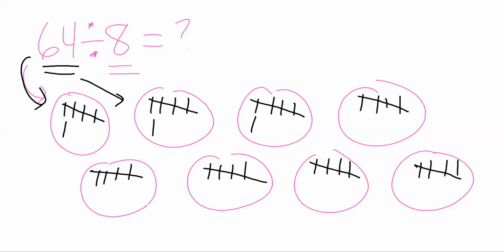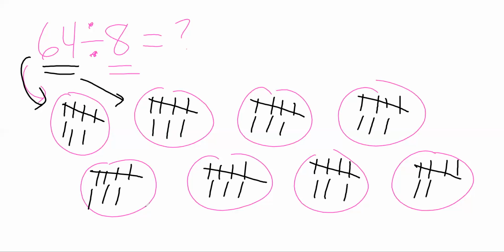41, 42, 43, 44, 45, 46, 47, 48, 49, 50, 51, 52, 53, 54, 55, 56, 57, 58, 59, 60, 61, 62, 63, 64. Right? So I did it. I got through it all. And as you can see, each circle has the exact same amount in it, and that's what I want.